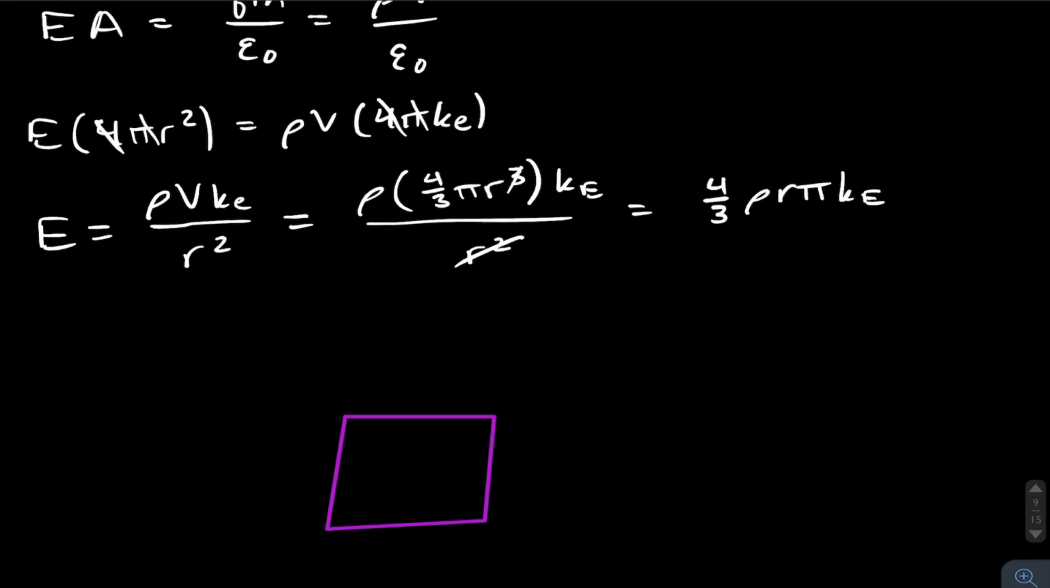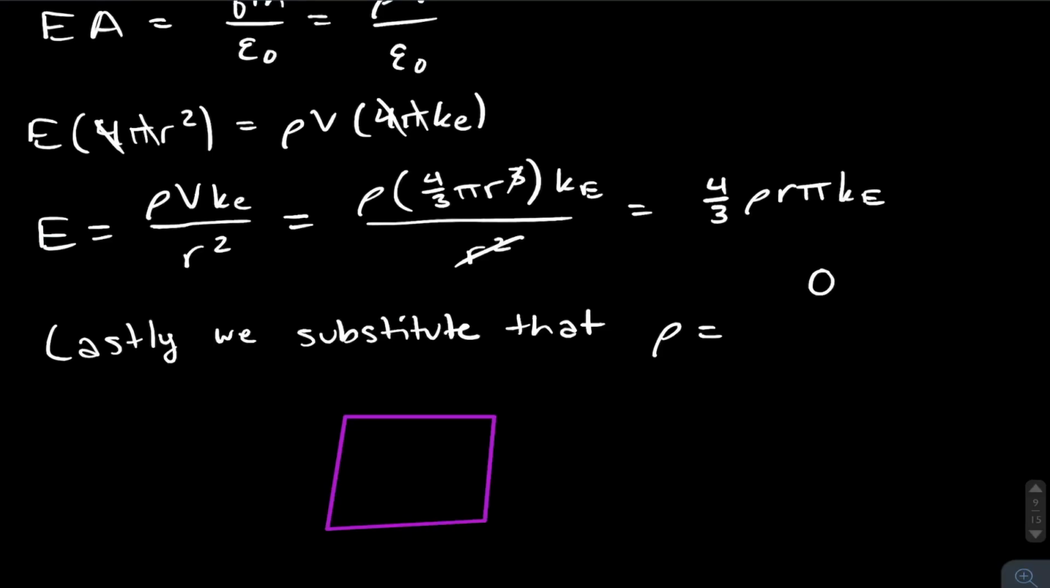The last thing we're going to do is substitute what the uniform volume charge density actually is in this case. So lastly, we substitute that rho. Here's how we know what rho equals. Remember, it's the charge over the volume, the volume of the original sphere. The original sphere has a radius of d, and the volume of any sphere is 4/3 pi r cubed, and the radius here is d. So we plug that in: rho equals Q over 4/3 pi d cubed. Remember, it's the charge over the volume.